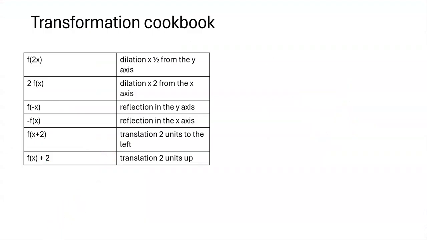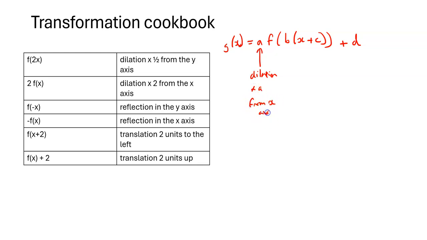The other thing we need to consider is how do we combine these transformations? So let's say I went a f of, not x, b x plus c, plus d. That's a g of x, this one. So we can see we have a dilation times by a, it's vertical, from the x-axis. This gives us a dilation times by 1 over b from the y-axis.